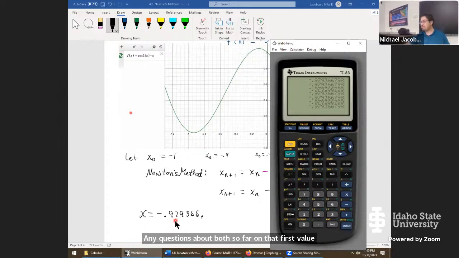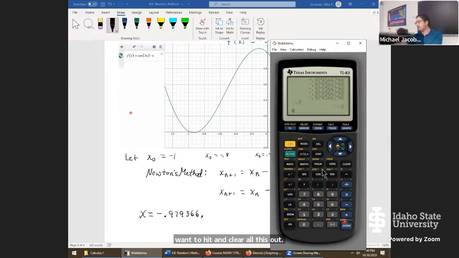Okay, then like we mentioned, if there are multiple solutions, which does happen on this homework, you don't want to hit clear and clear all this out. Just type in negative 0.8. So there's our new initial guess at negative 0.8. So we're in this region now, so we're targeting that 0. Hit second, enter, do it again, second, enter, until that comes up. Then here's our first iteration, second one.